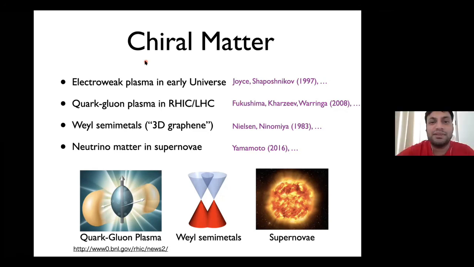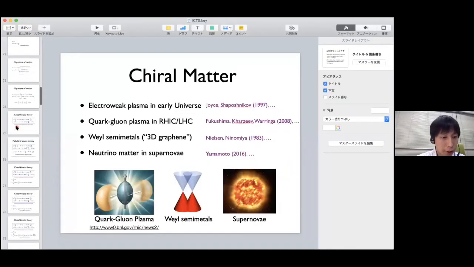Okay, so maybe one last question. There is in fact one. Is there any role of the chiral electric separation effect in the context of this instability? Chiral electric separation effect, you mean the axial current induced by the electric field? Yes, the axial current generated due to the presence of an electric field. So that can affect it quantitatively.